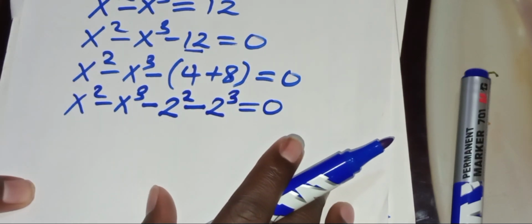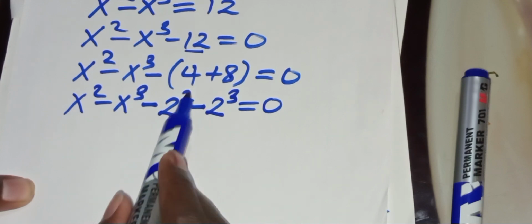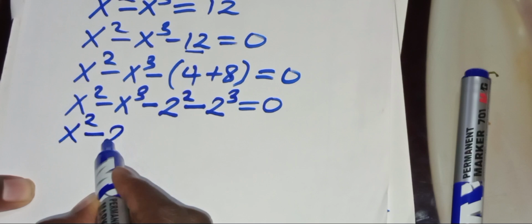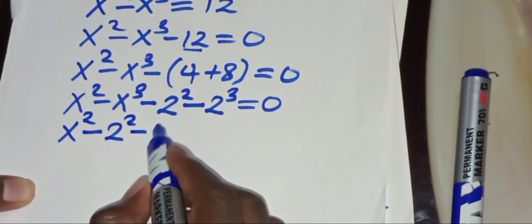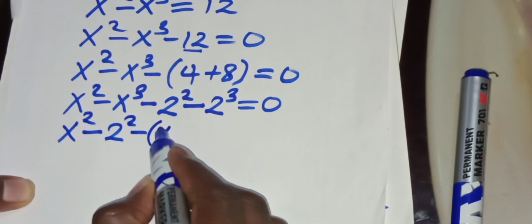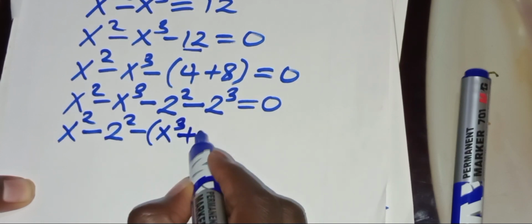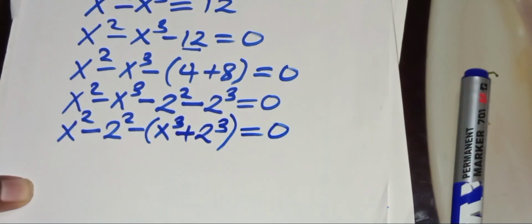Now from what we have here, we can combine x squared and 2 squared because they have the same exponent. So we'll have x to power 2 subtract 2 to power 2, subtract, now this is x cubed, and express this as x to power 3 plus 2 to power 3, equal to 0.